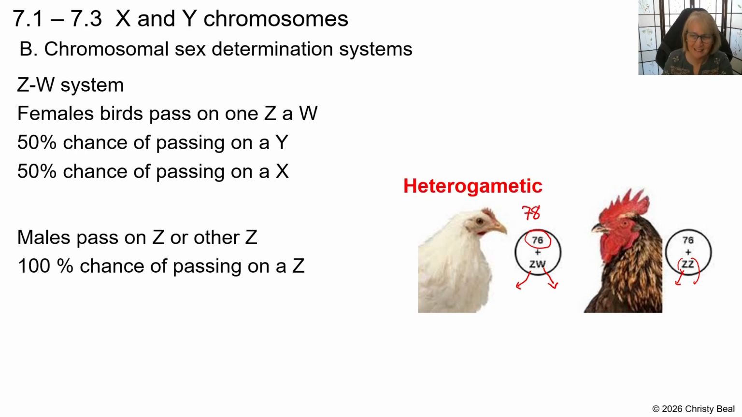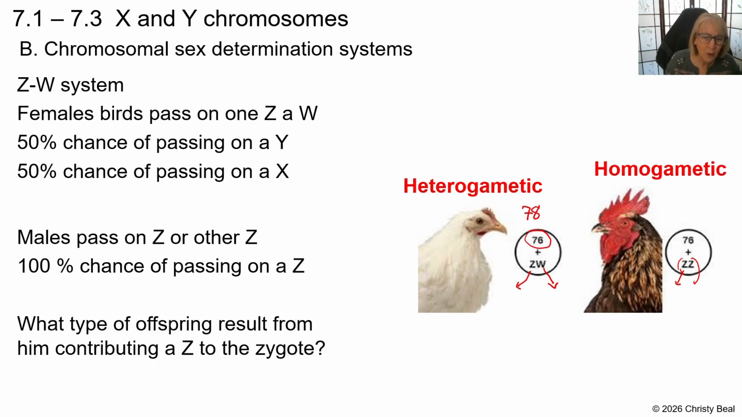She is heterogametic. He is homogametic. What happens if the male contributes a Z to the zygote? Well, in this case, male chickens don't determine the sex of the offspring, so he always contributes a Z. What matters in this case, whether you have a hen or a cock, is going to be determined by if the female passes on a Z or a W. If she passes on a W, the baby is going to develop into a hen.